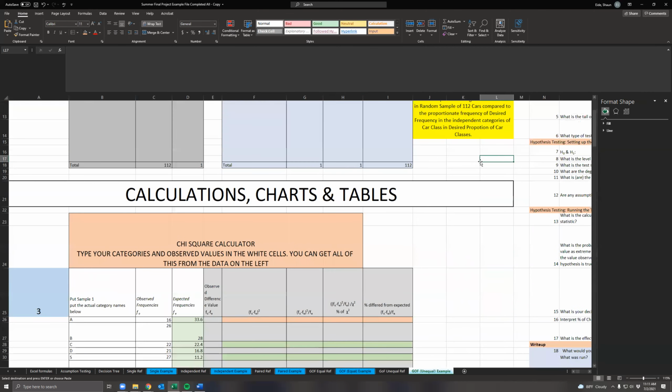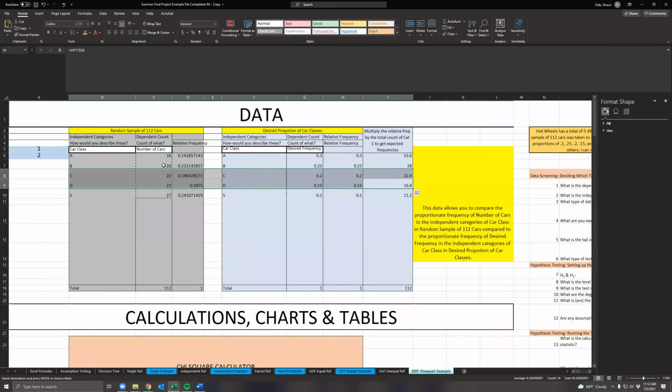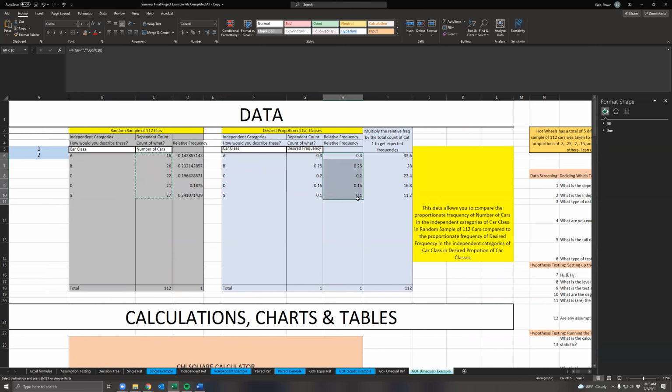But let's come back over here. We already determined the type of test. And now I'm going to say, what is the null and alternative hypothesis? The null hypothesis is there is no difference in the frequency of classes of cars between the 5 classes and the desired proportion of car classes. So in other words, there is no difference between this relative frequency and this relative frequency. Okay, that's what this is saying.